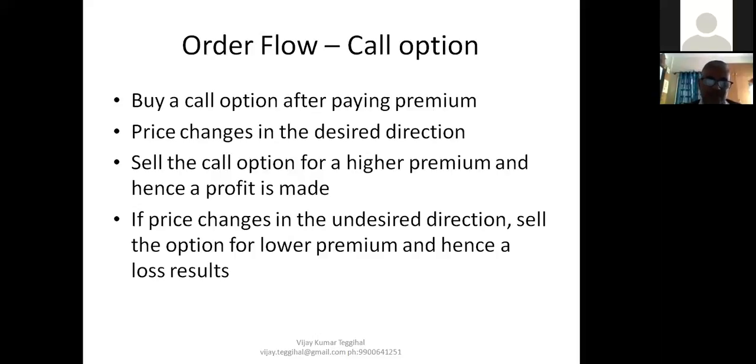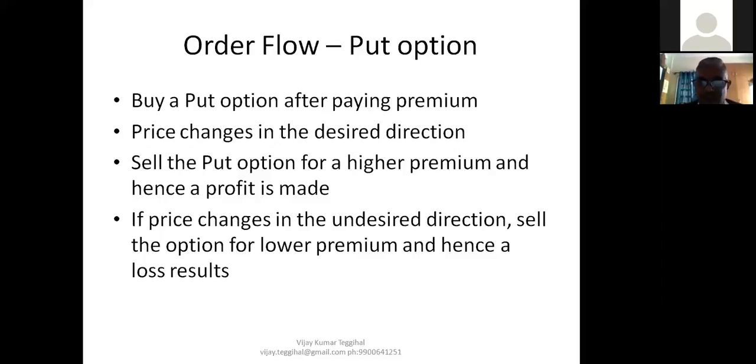You will buy a call option after paying a premium. Let us assume the price changes in the desired direction. You sell the call option for a higher premium and hence a profit is made. If the price changes in the undesired direction, you sell the option for a lower premium and hence a loss results. You could protect yourself with whatever stop loss strategies you would have.